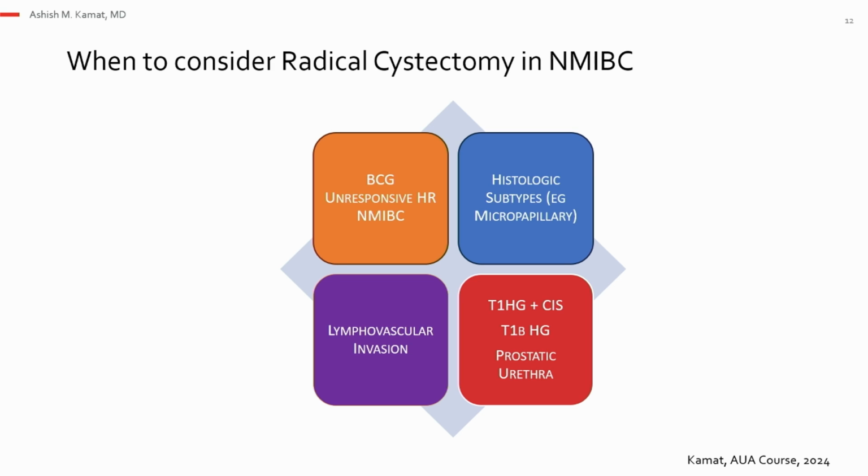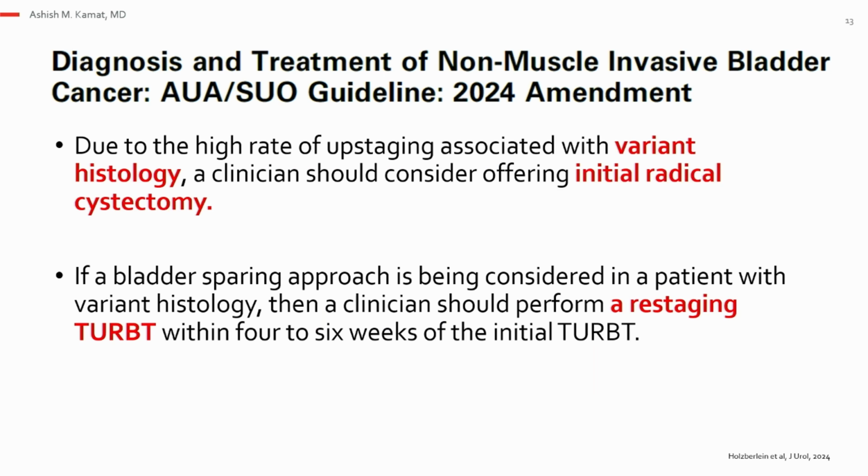The third broad category is the histologic subtypes, or the variant histologies, such as micropapillary disease. And this is in the updated AUA guidelines in 2024. It's in the EAU guidelines. It's pretty much everywhere. Because patients with variant histology have not only a high rate of being upstaged, but also poor outcomes with intravesical therapy, strongly recommend radical cystectomy to your patient.